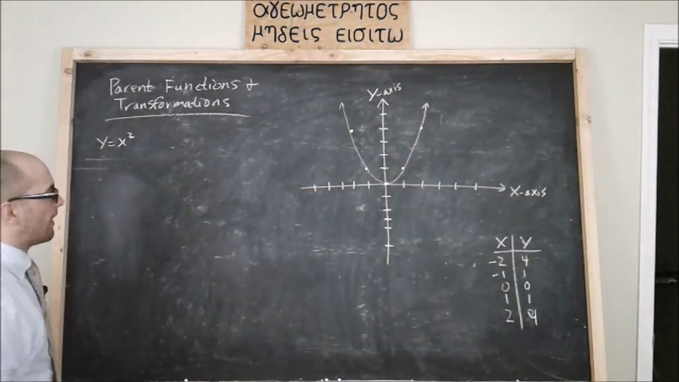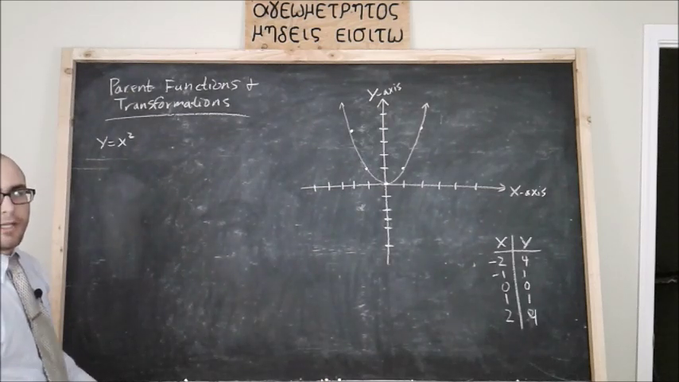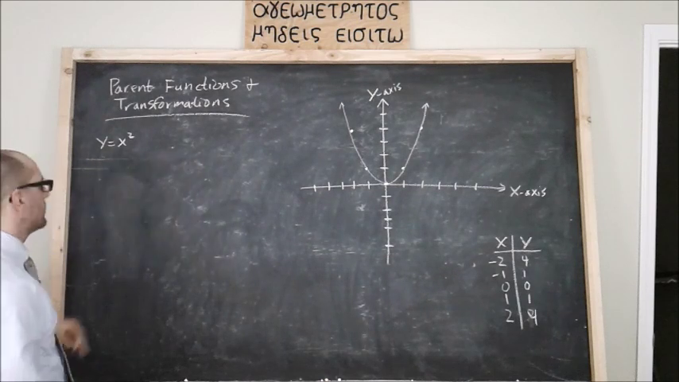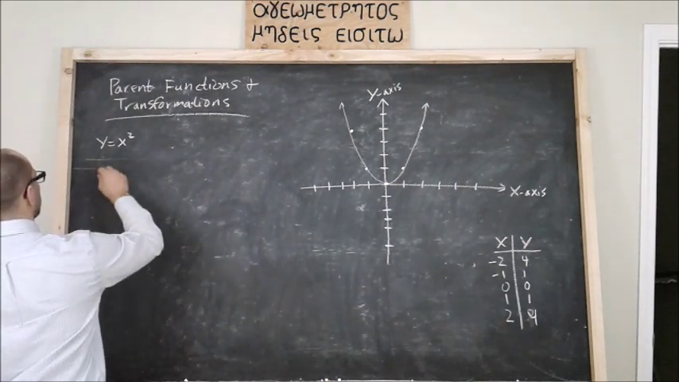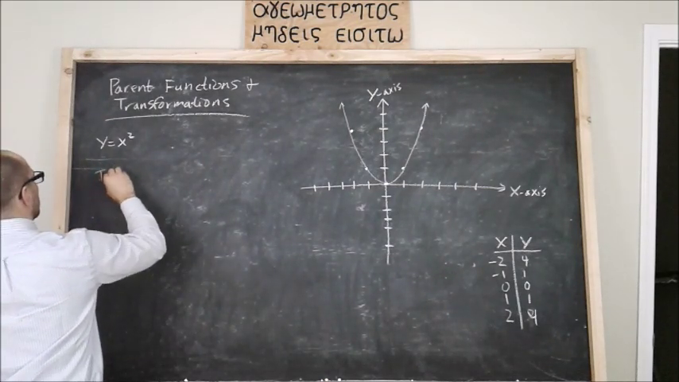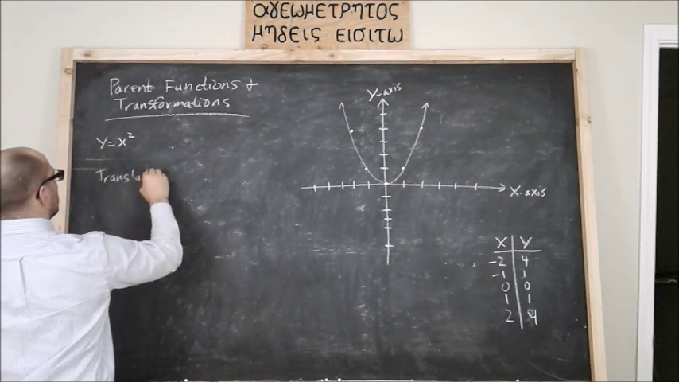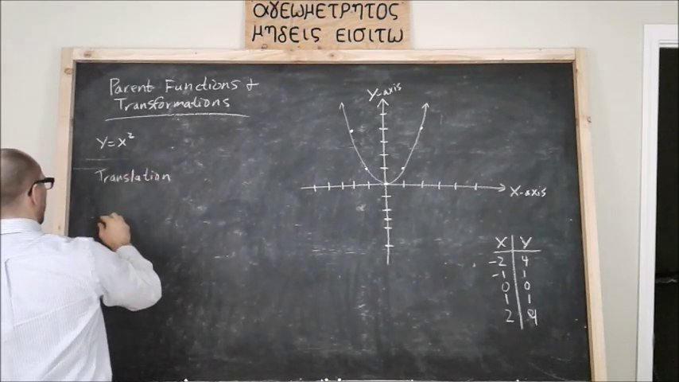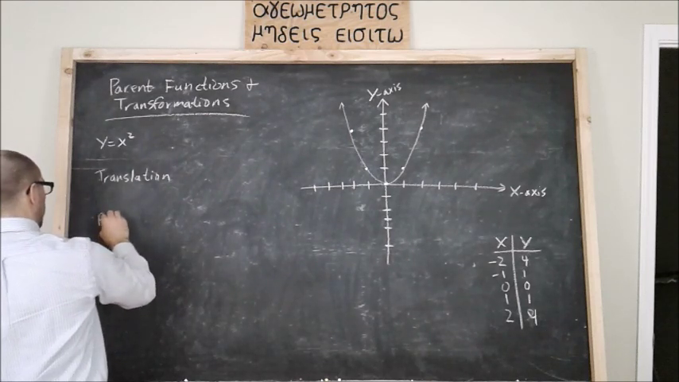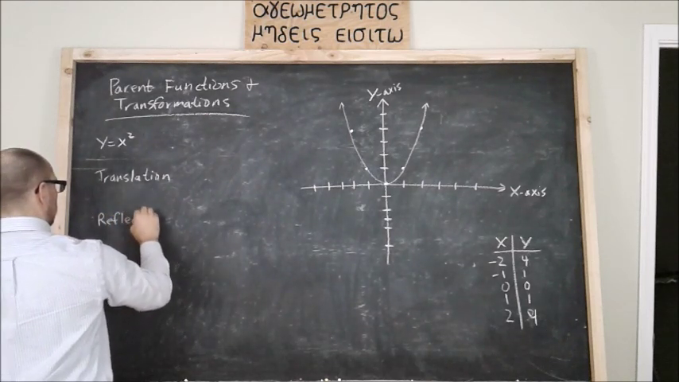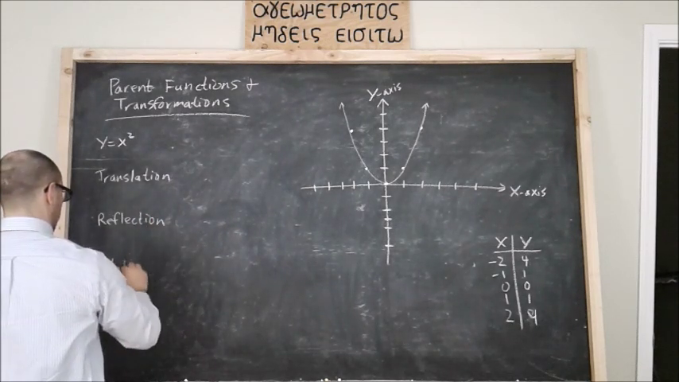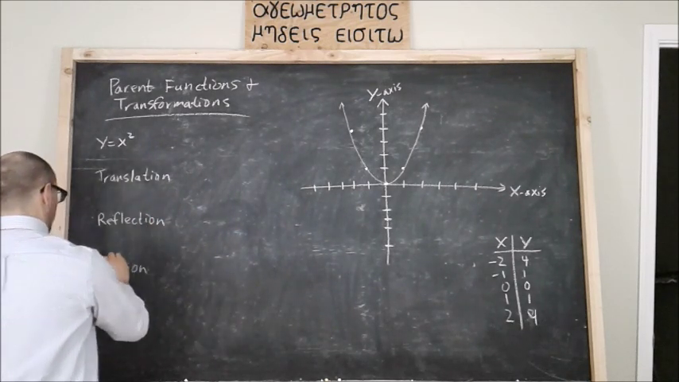Now we'll talk about translations. And today, specifically, we'll be talking about 3 different kinds of transformation. There is translation, which can be either horizontal or vertical. There is reflection. And there is dilation. Okay, translation.